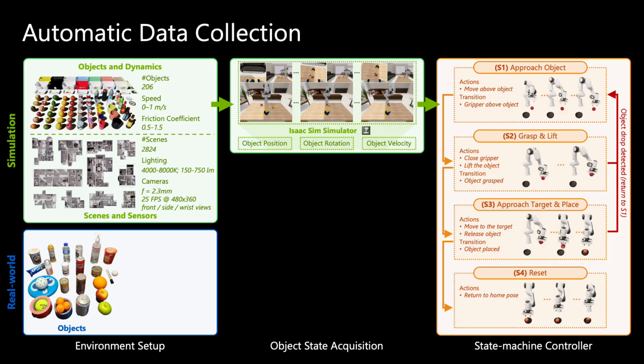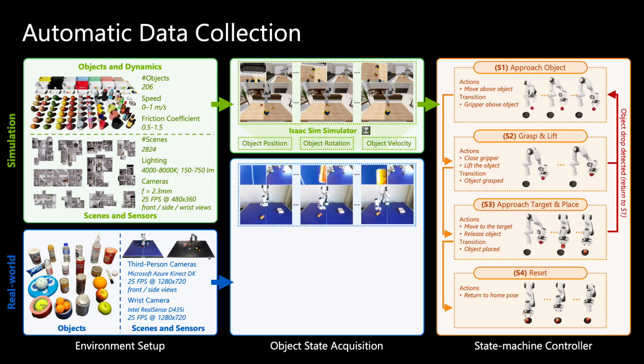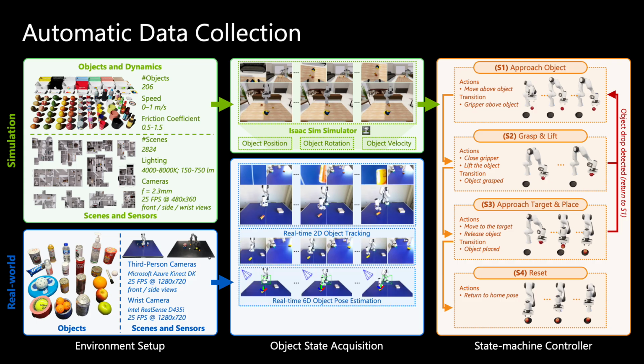In the real world, human teleoperation fails for fast-moving objects. We therefore treat the real world as a simulator by recovering object states through real-time tracking and 6D pose estimation. This allows us to reuse the same state machine controller for automated data collection.